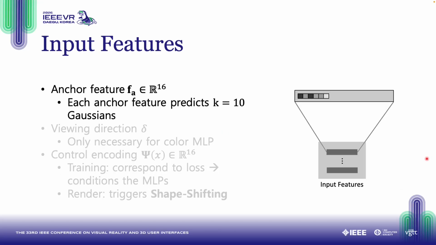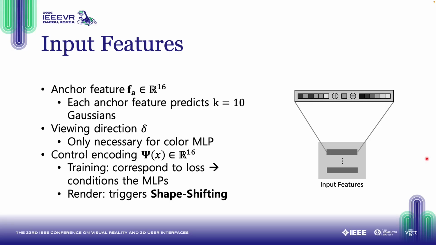Now, these input features mainly consist of 3 parts. First, we use an anchor feature vector for a certain voxel-sized region. This vector is a trainable parameter and responsible for k number of 3D Gaussians. In our implementation, we set k to 10. Secondly, we append the viewing direction delta to this anchor feature. Note that this is only necessary for the color MLP.